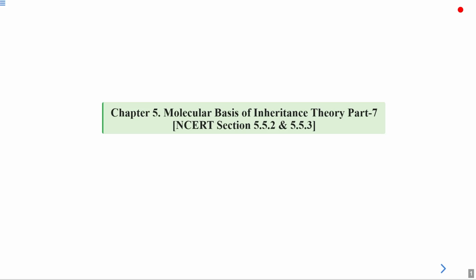Hello everyone. Today we are going to continue Chapter 5, Molecular Basis of Inheritance, Theory Part 7. In today's class specifically we are going to deal with what is a transcription unit. We have touched upon it in the previous class, but today we are going to go deep into that. And then what is the process of transcription, what is the difference of transcription between eukaryote and prokaryote, and different types of RNA we are going to talk about in today's class.